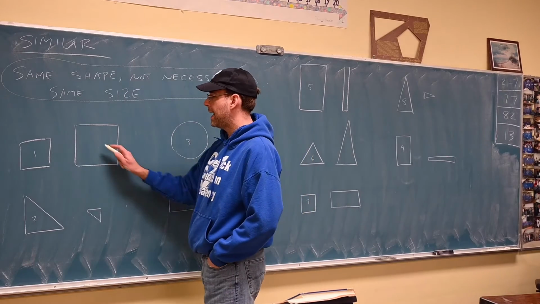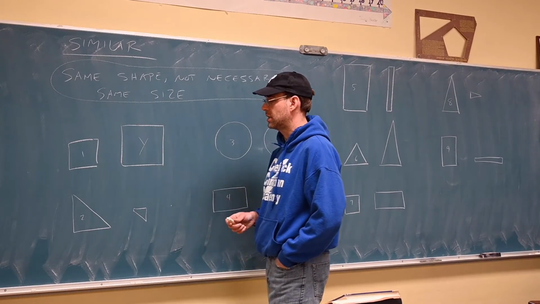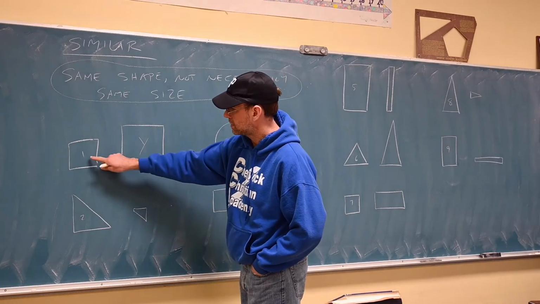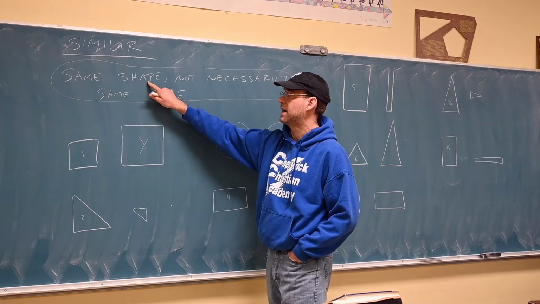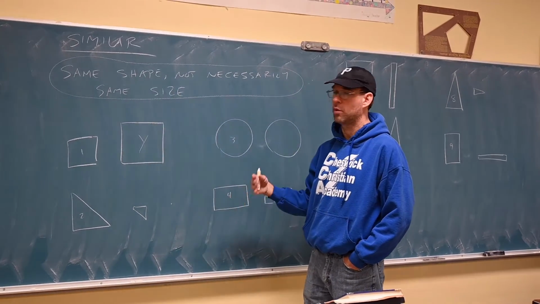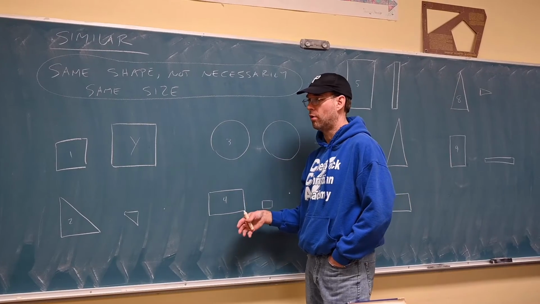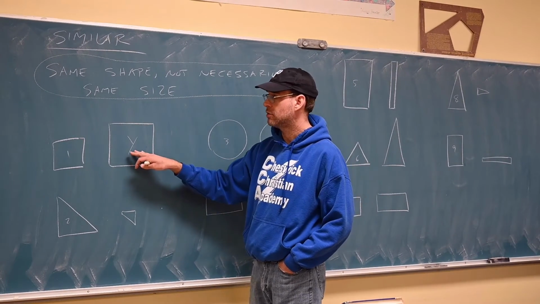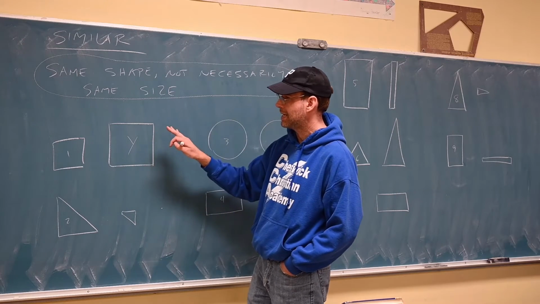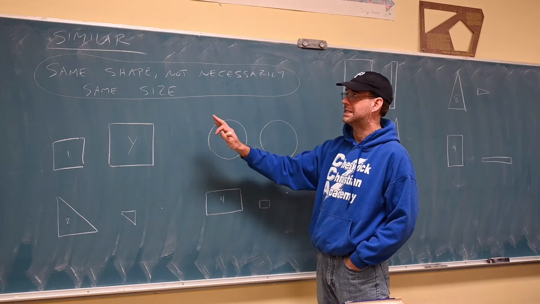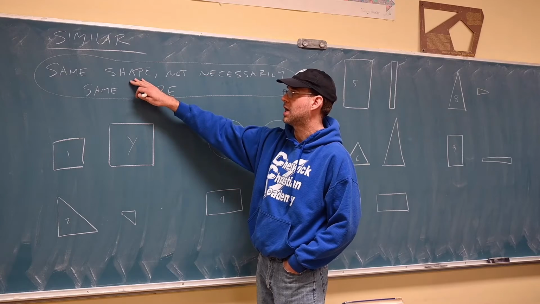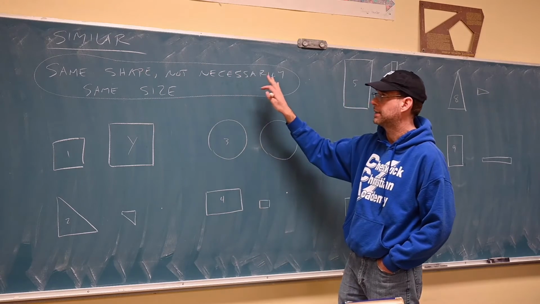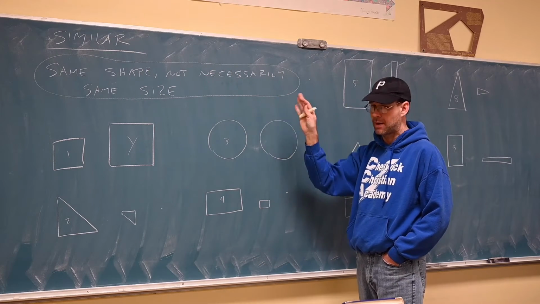So number 1, I'd say yes, these are similar. This is a bigger square, this is a little square, they're both squares, which makes them the same shape. Any square would be similar to any other square in the world. If these were the same size, we'd still say yes. So if I drew you 2 identical squares, we'd say yes. Any 2 squares, we'd say yes. Anything that's the same shape, we say yes. We're not taking size into consideration, whether it's same or different, we don't care.